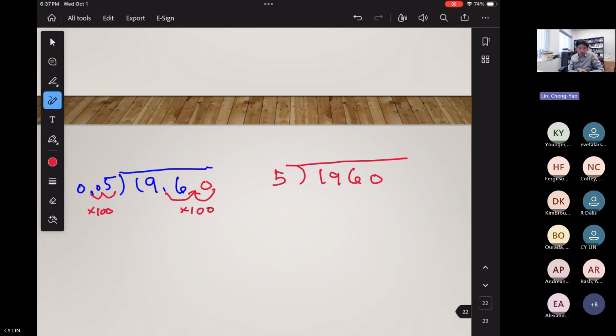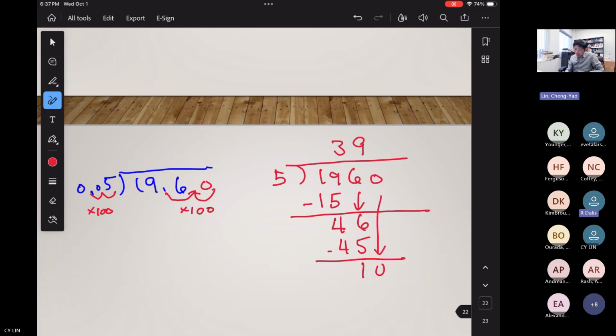Start a new one. We have 3, 3 times 5 is 15. And then bring down the 6, and 9 times 5 is 45. Subtract this, I get a 1, bring down the 0 there. So the answer is 392. Yes.